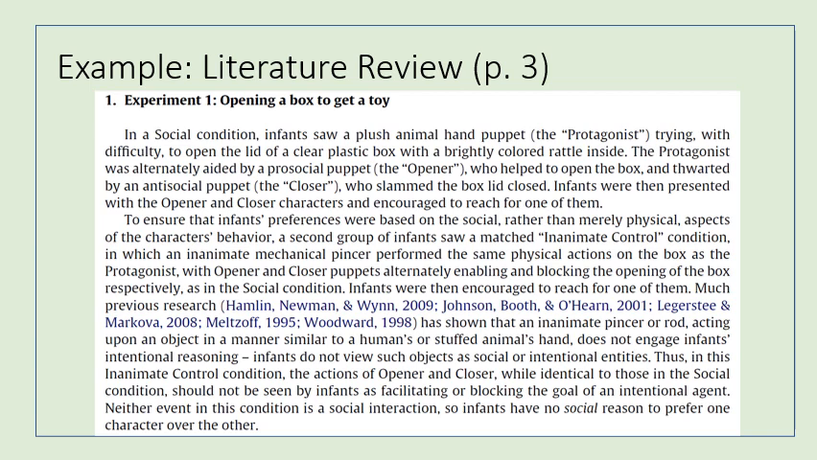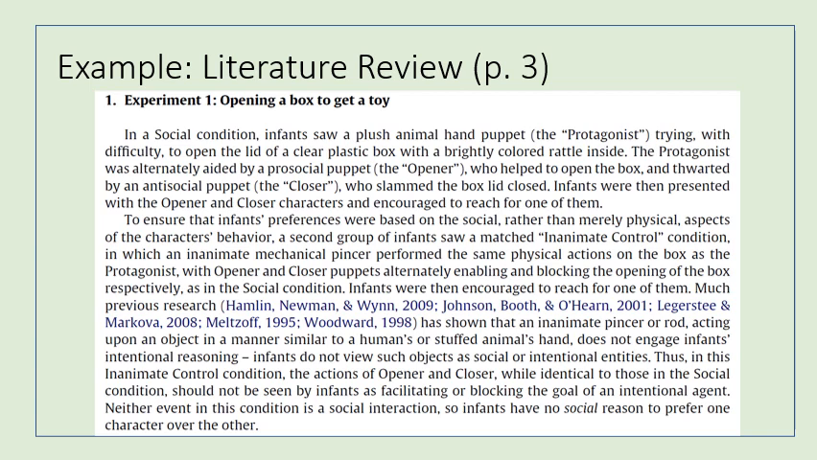The protagonist was alternately aided by a pro-social puppet, the opener, who helped to open the box, and thwarted by an antisocial puppet, the closer, who slammed the box lid closed. Infants were then presented with the opener and closer characters and encouraged to reach for one of them. So we can picture what's happening here. The infants, just like you saw in the video, are getting used to this situation and trying to determine whether they prefer the opener or the closer.